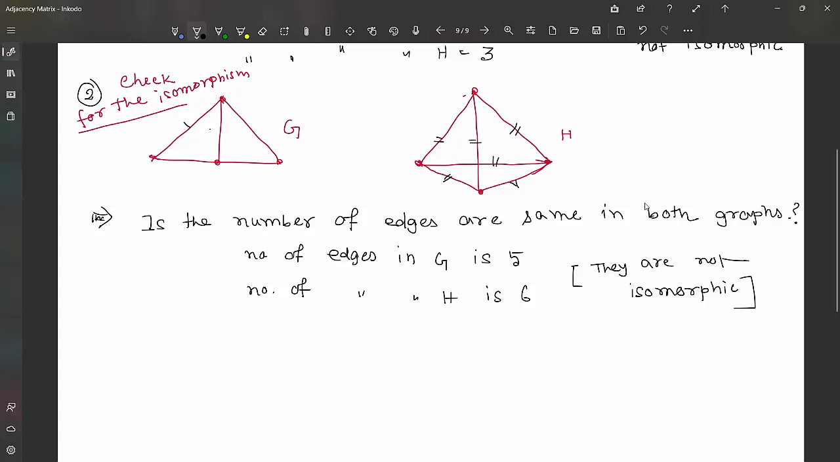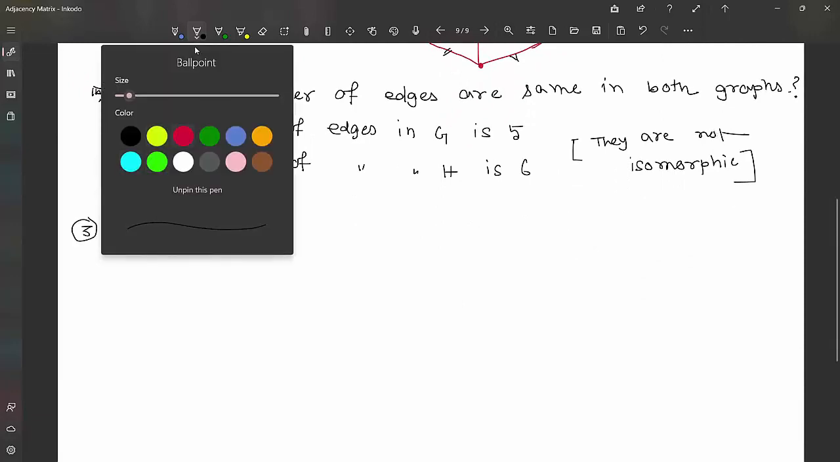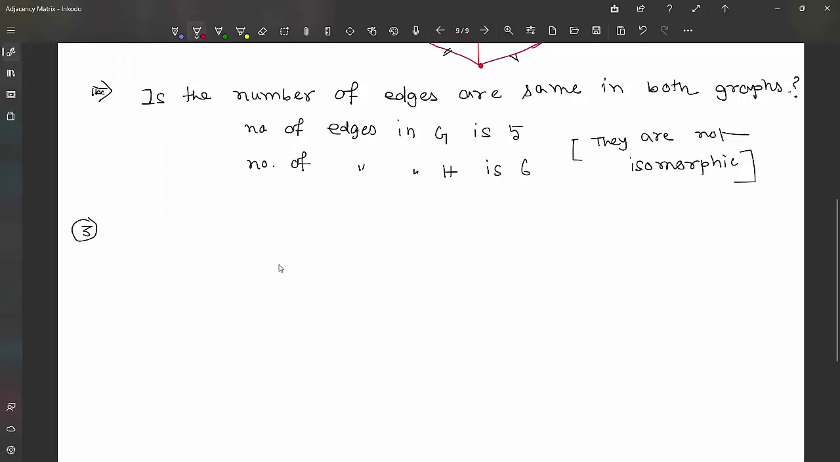Then suppose we take number 3, another problem with the same type of graphs. Here the graph is, the first graph is that one here and another is here. So this graph is G, and there are 4 vertices and 5 edges.